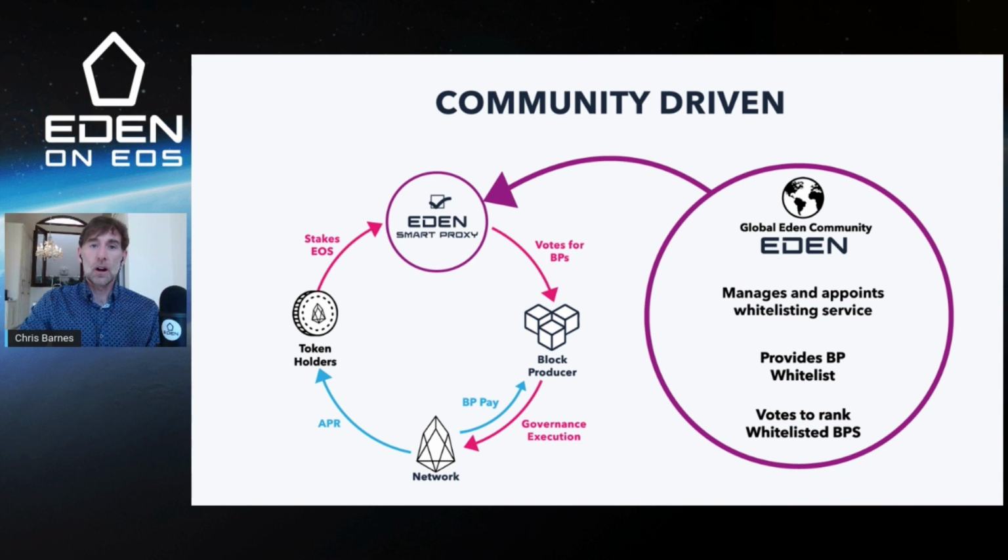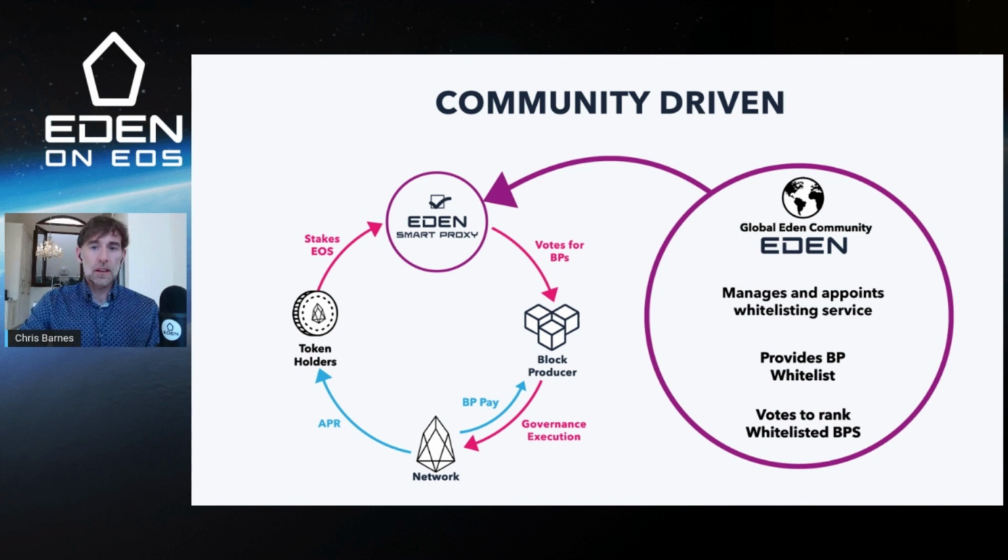So in the event there are 35 or 40 or 50 block producers who have signed up to this initiative and are maintaining their status within the whitelisting criteria, only 30 can receive the vote of the proxy itself. So how do we select that 30? Well, we allow the Sybil-checked participating Eden members from a global Eden community to rank those block producers, and those are the ones that receive the vote.